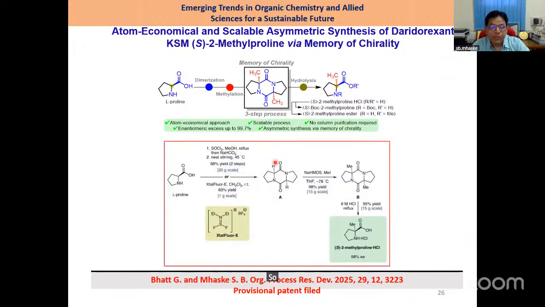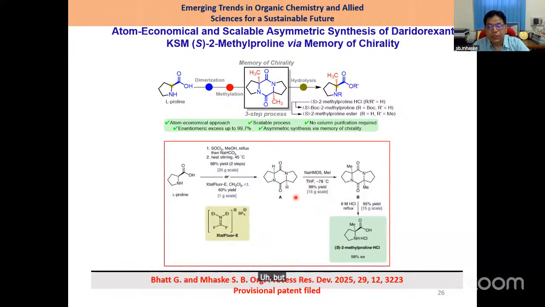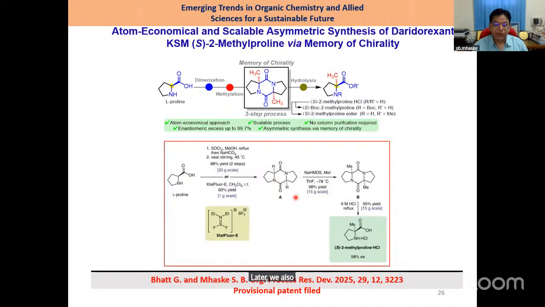So with this dimer, we then planned several reactions. Initially, obviously, we tried NBT lithium and many other conditions, but we could not get dimethylation. Always we ended up with monomethylation. Then we could optimize to get dimethylation, but cost-wise it was not economically viable. Later, we also tried potassium HMDS and sodium HMDS and methyl iodide at various temperatures, and this was the condition which gave the best yield.